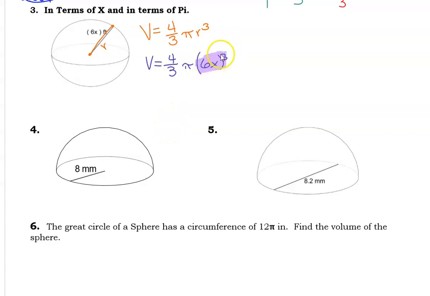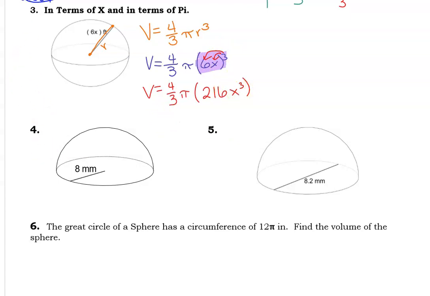I'm going to cube my 6x first because PEMDAS, order of operations, I need to do exponents first. So the 4/3 pi, that's going to stay on the outside. We're not going to deal with that yet. But 6x cubed simplifies to 216, which is 6 cubed, and then x cubed. So I need to cube both of these. So 6 gets cubed and the x gets cubed. Now I can go ahead and simplify this.